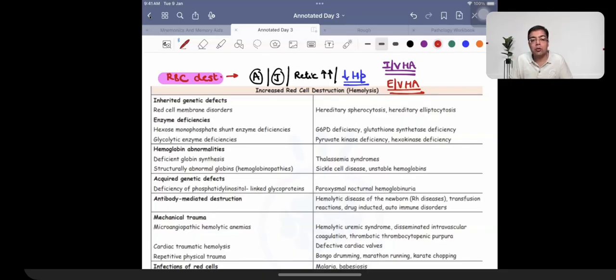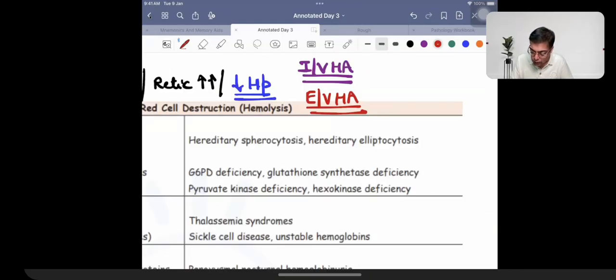Now, how will you decide that in a question? Any patient who is going to be having anemia, having jaundice, having reticulocytosis, having decreased haptoglobin is going to be a case of hemolytic anemia. But when the question says extravascular hemolytic anemia, what will be there?